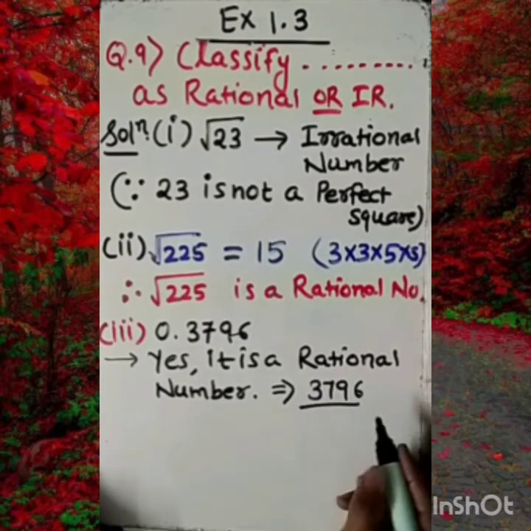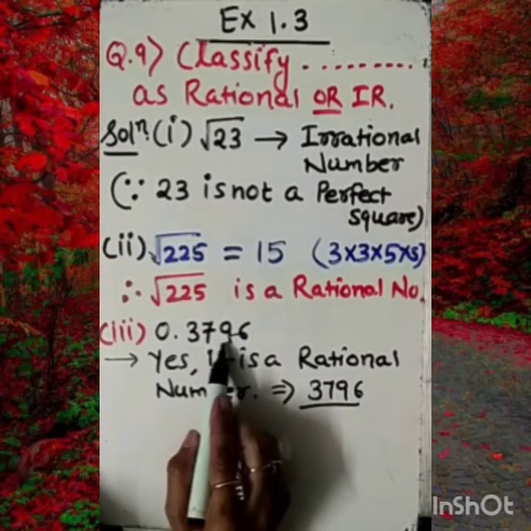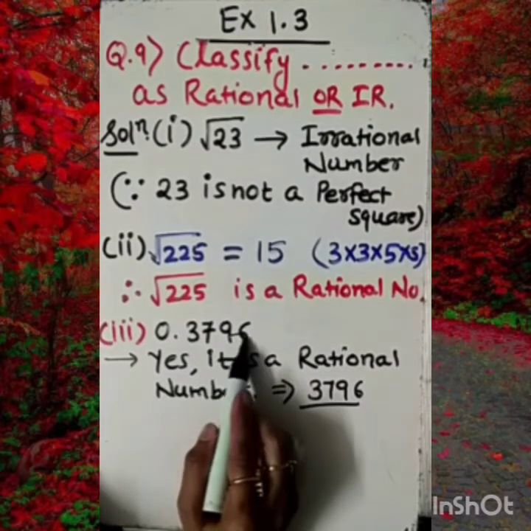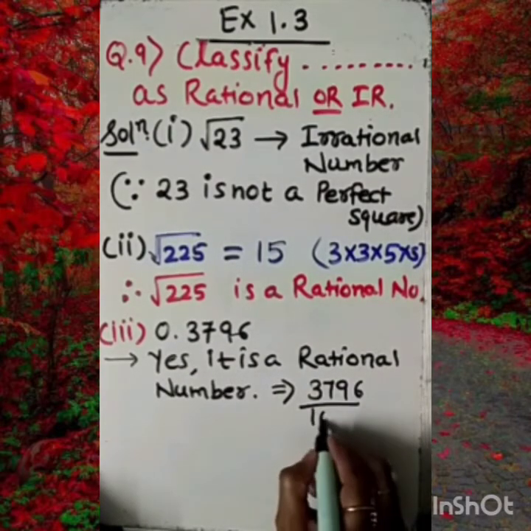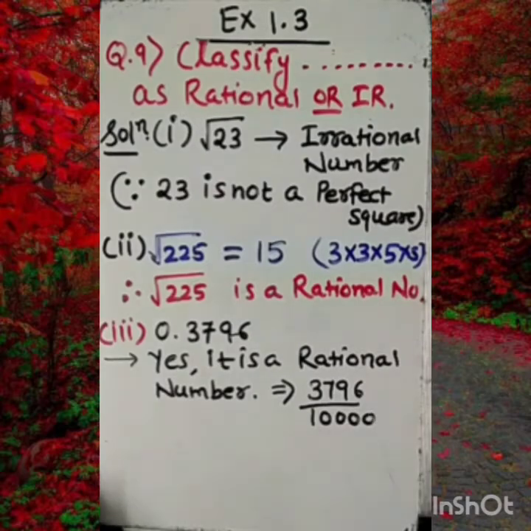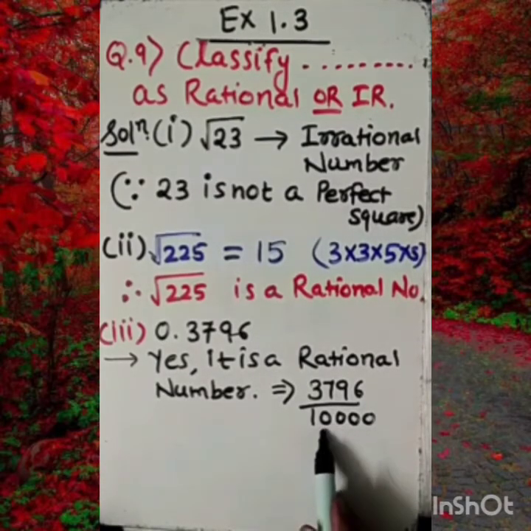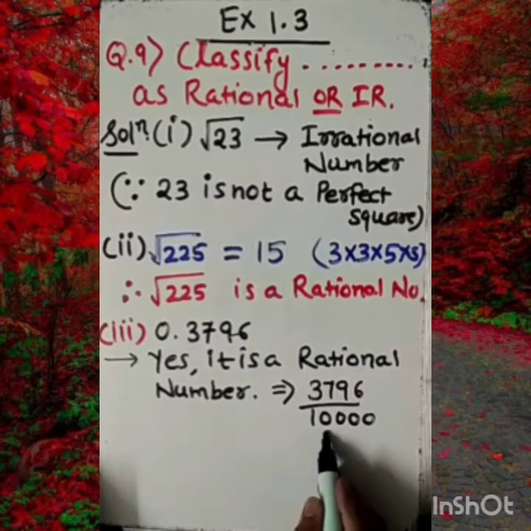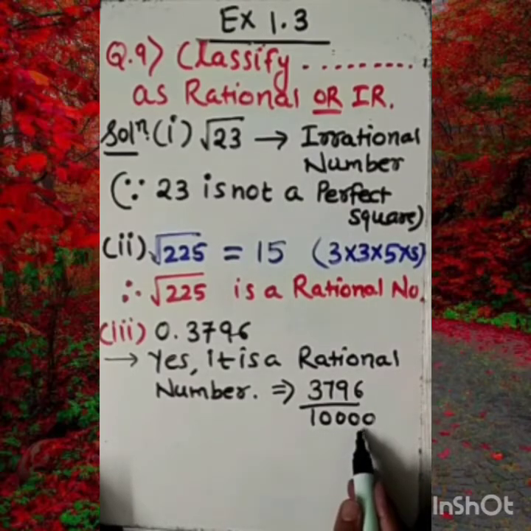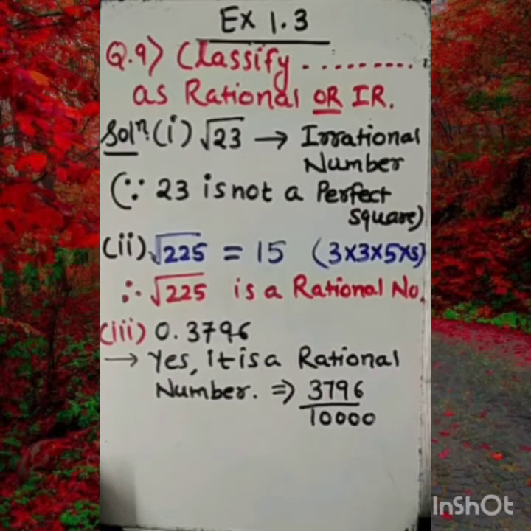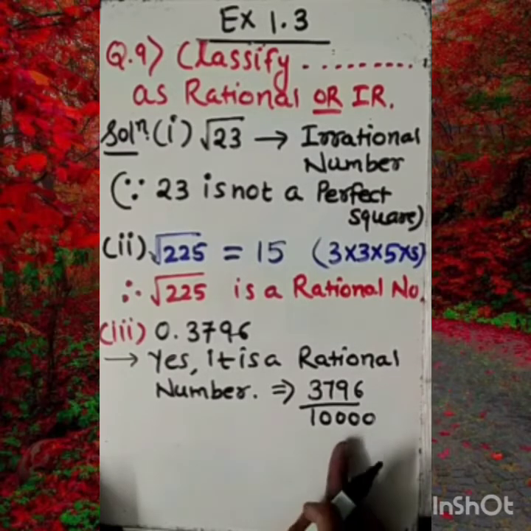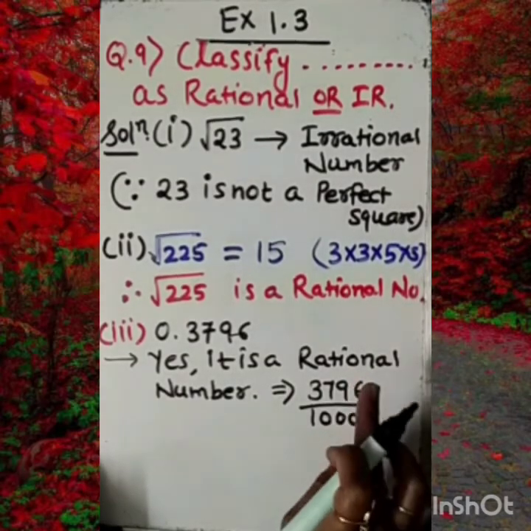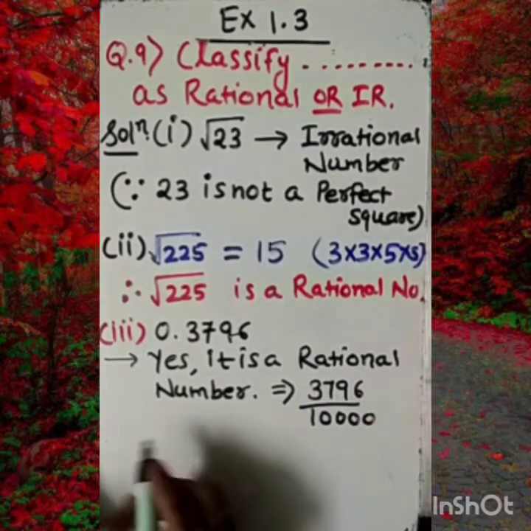3796 upon, if I ask you to write it as a fraction, then because of these 4 digits after the decimal, you will be able to write 10,000. Here you can see 2 and 5 are factors, because 10,000 has the factors 2 into 2 into 5 into 5, something like that. So 2 is a factor and 5 is also a factor. That's why it is in terminating form, and all terminating numbers are considered rational numbers.